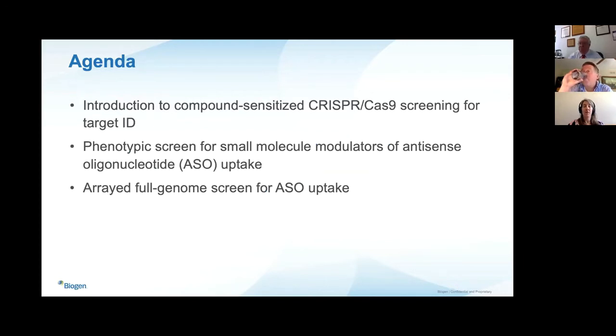So primarily arising from phenotypic screens, because one of the big challenges in phenotypic screens, and there are many, but one of the biggest is actually understanding what the target might be, whether that's a target you're interested in, and whether it has safety liabilities and other such things. So from a high level, the agenda today: I'm going to briefly introduce what compound sensitized CRISPR-Cas9 screening is, then talk about a phenotypic screen that's been run internally at Biogen looking for small molecule modulators of ASO uptake, and then discuss an arrayed full genome-wide screen that we did on our hit compound to try to understand its MOA.